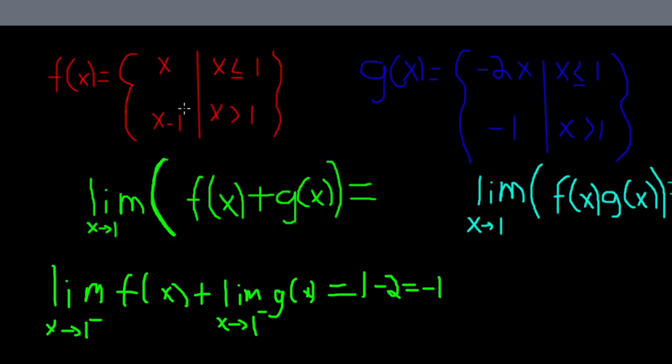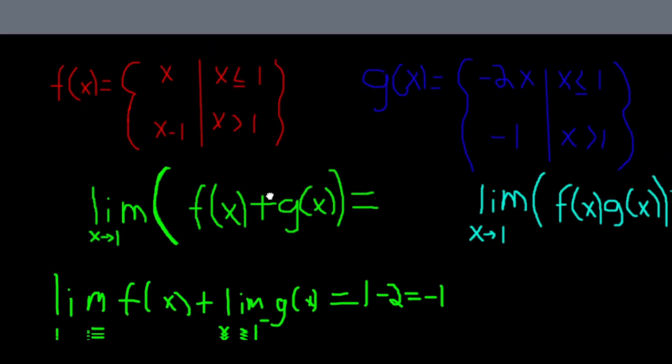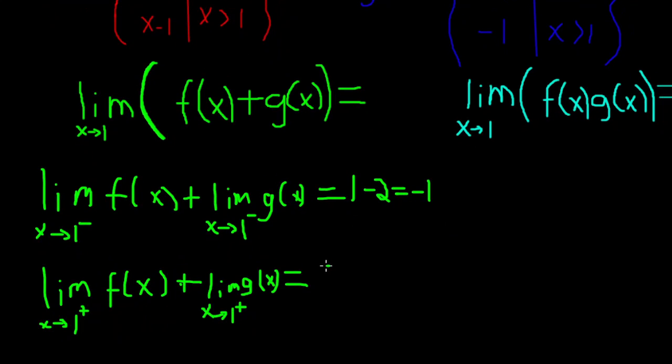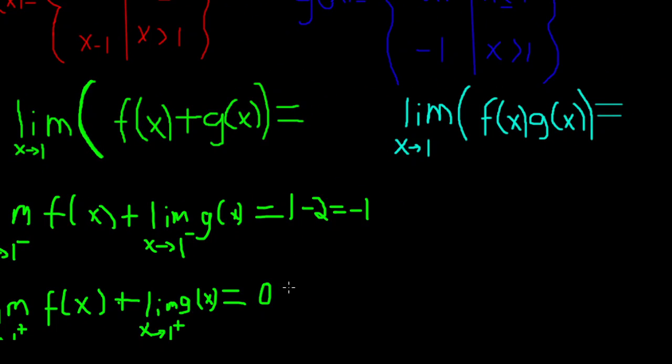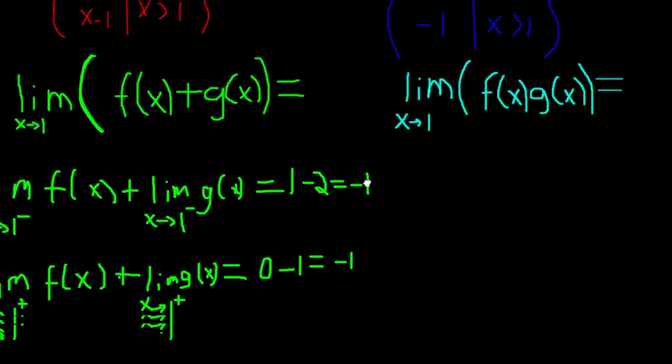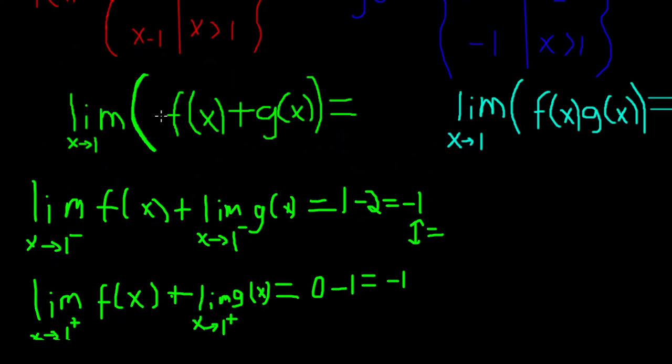So we go over here. That's going to be this part of the function. And we're going to plug in x equals 1. So we're going to get 1 minus 1, which is 0. And then for g of x, we're going to look at where x is greater than 1. So it's this part. And it's just negative 1 all the time. And that sums to negative 1. All right. So now since these two are equal right here, that means that this overall limit is equal to that number. If it hadn't been equal, then it would just not exist.